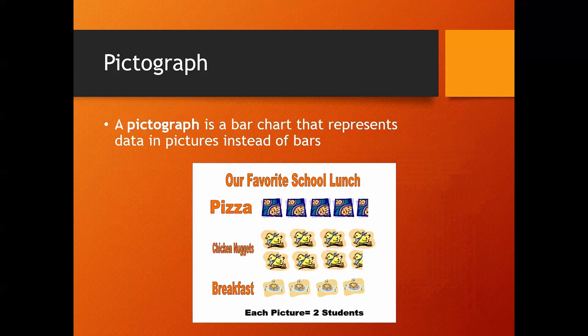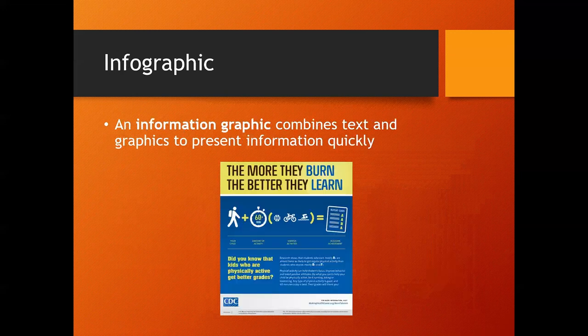A pictograph is a bar chart that is going to represent your data in pictures instead of bars. The most familiar of these is basically the 5-star system that you see in reviews, whether it be a product review, say on Amazon, or in a movie review, things like that. It'll be, say, 3 out of 5 stars. That is really a pictograph.